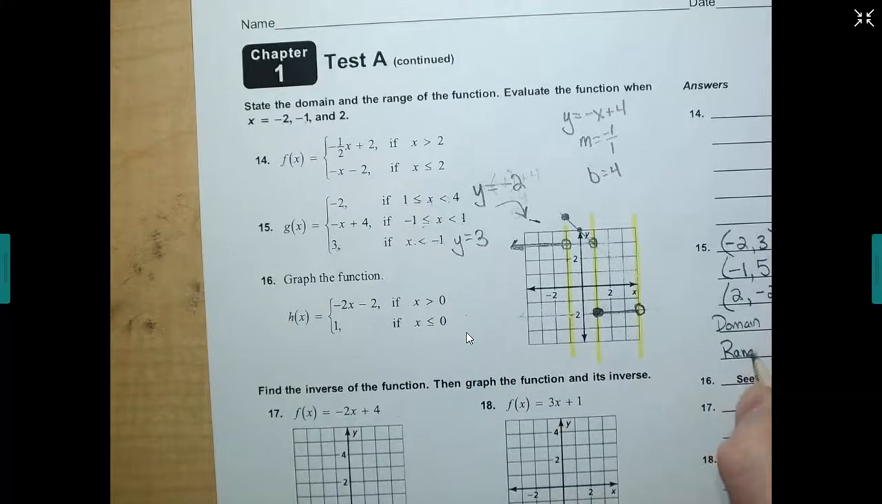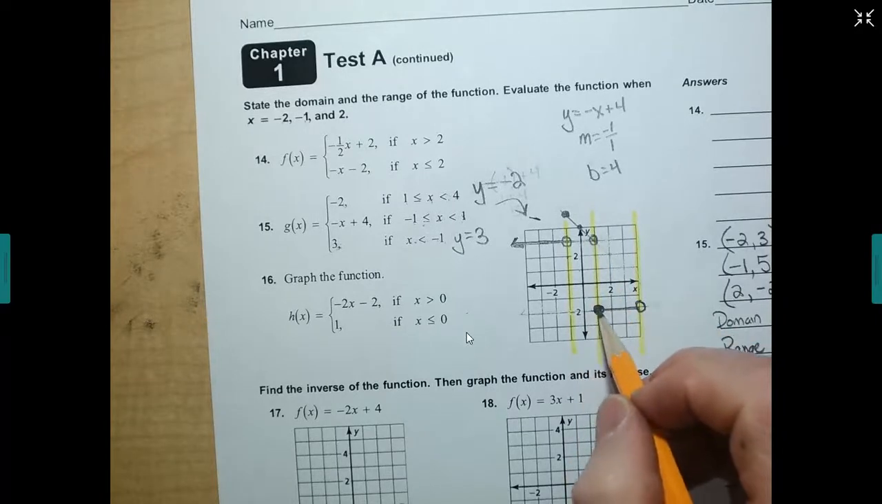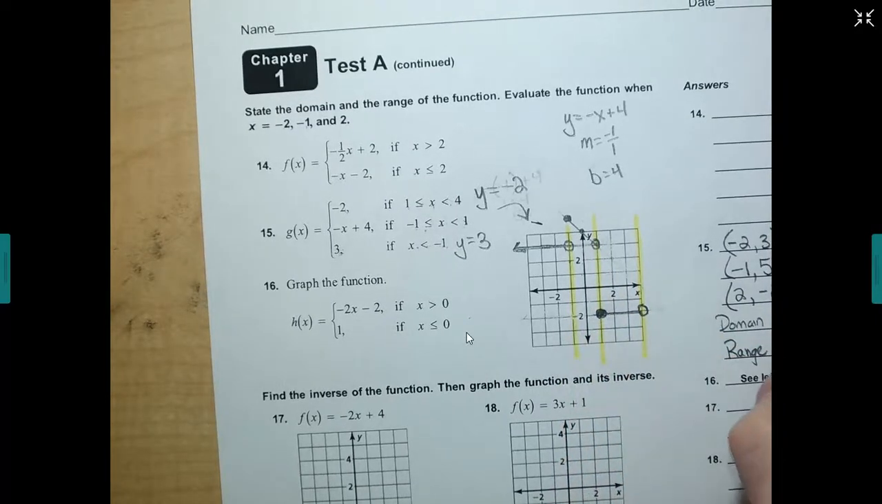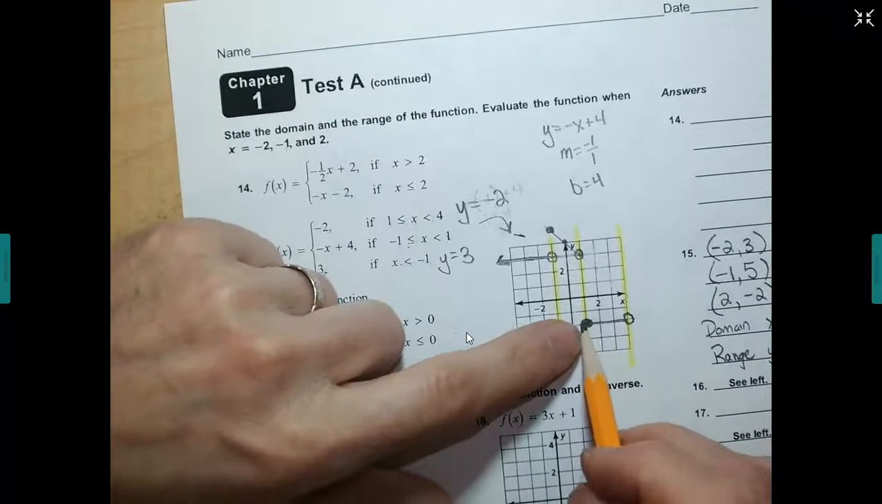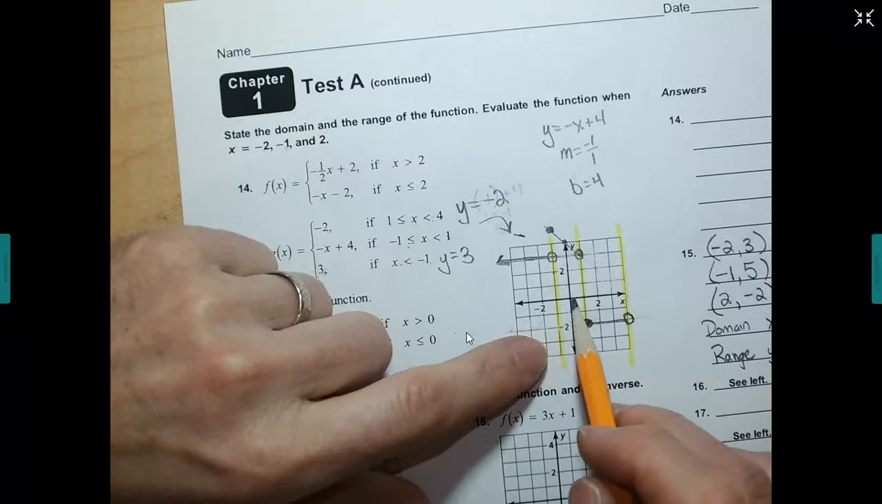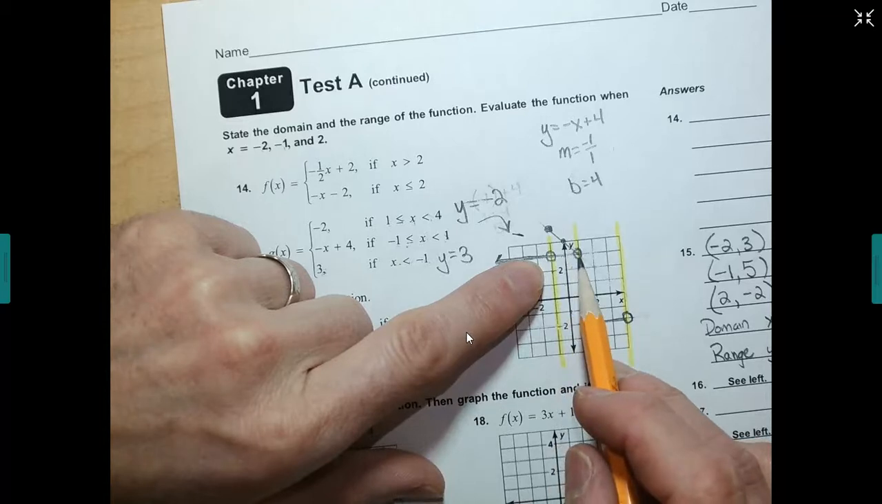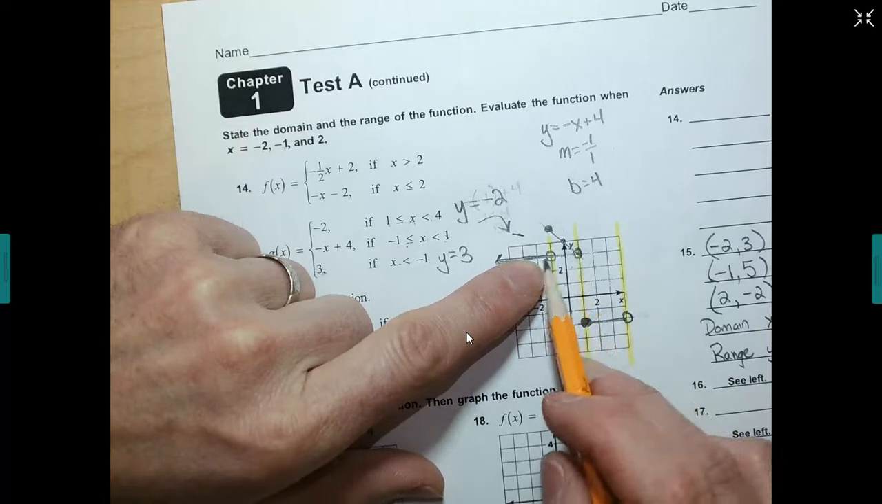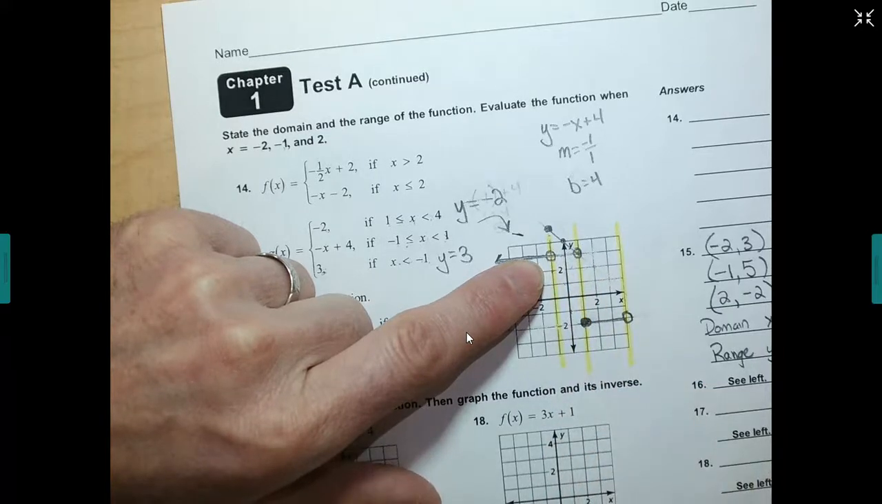And then my range. If I look here, I have y equals negative 2, because it equals this. But then there's this jump. y doesn't equal 1, negative 1, 0, 1, 2. It equals 3. So it goes from 3 up to 5. So y is greater than or equal to 3, less than or equal to 5.